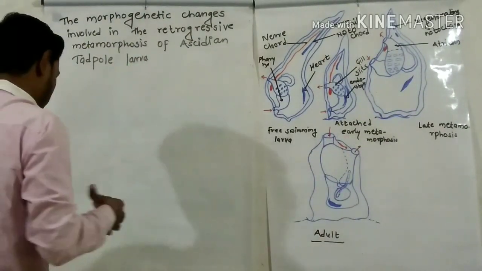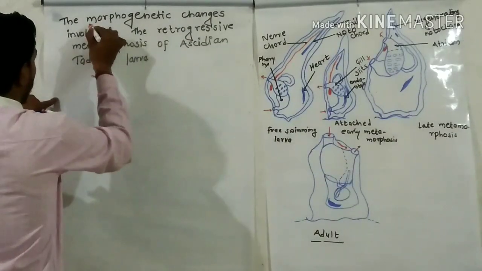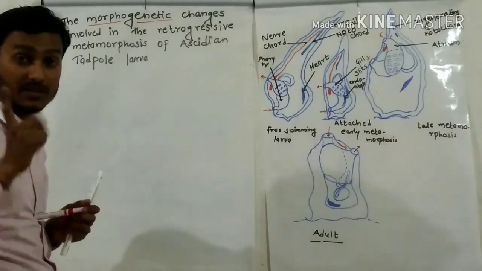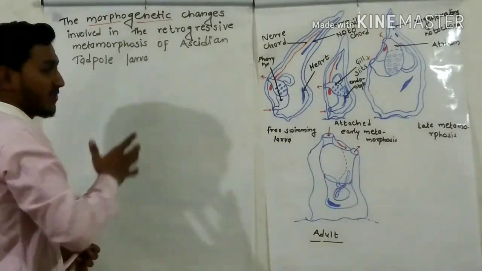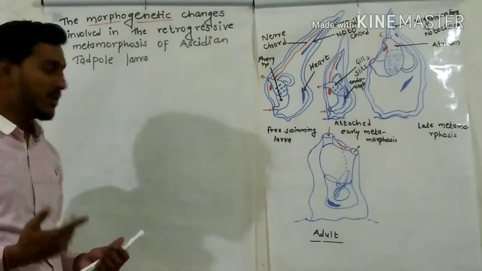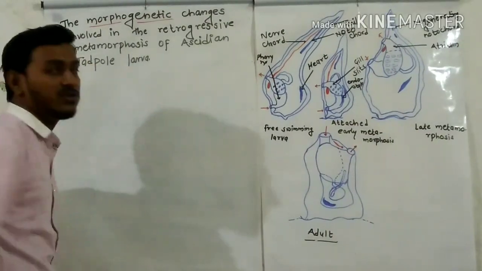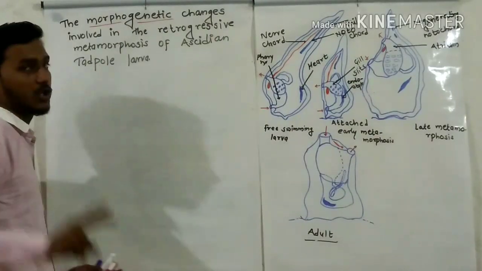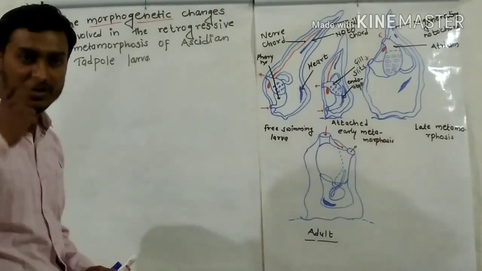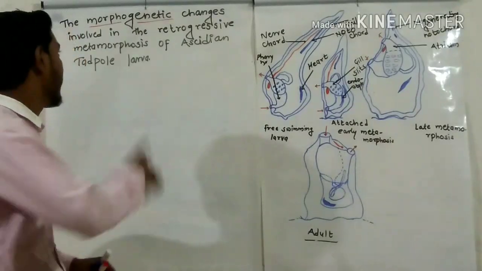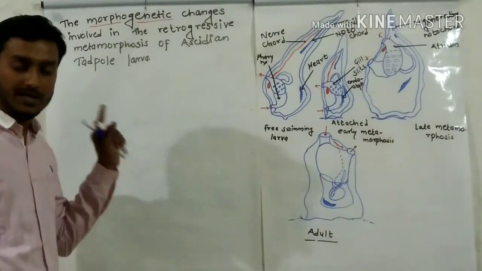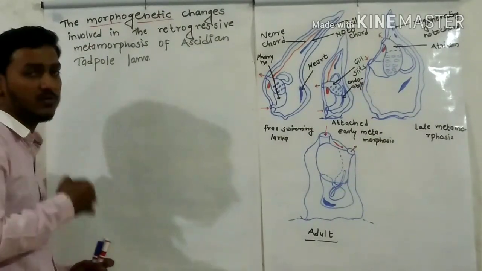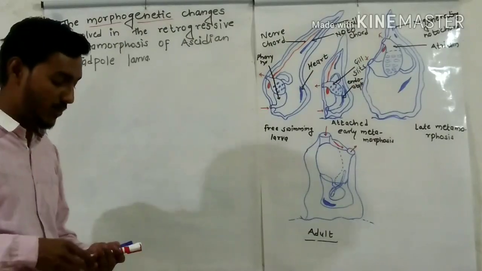The word morphogenetic is important. Now we are going to see what are the morphogenetic changes that are taking place in the larva. Morph means morphological, that is the outside changes, and genetic means the changes that are taking place at the chromosome level or at the gene level. So there are two types of changes, that is morphological changes and the genetic changes. These two words get combined and form the word morphogenetic. So this word is important. And what are the morphogenetic changes that are involved in the retrogressive metamorphosis of this ascidian tadpole larva?